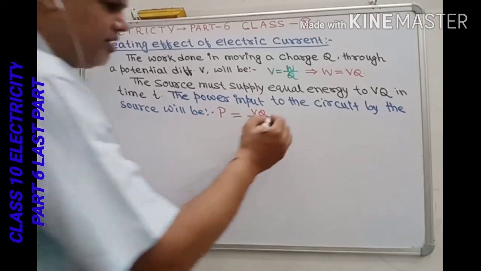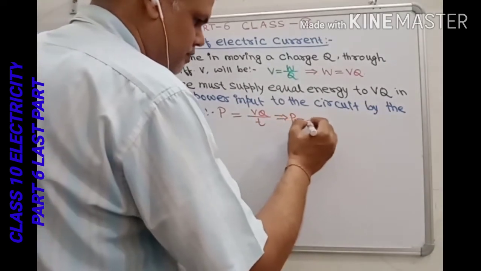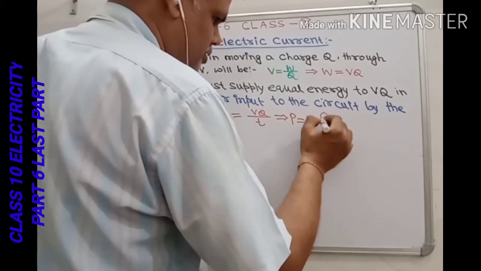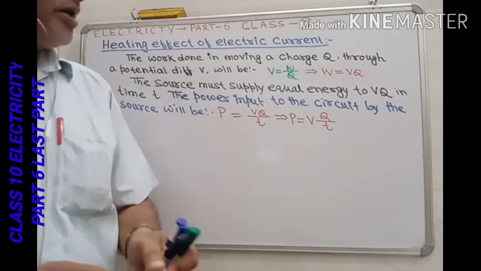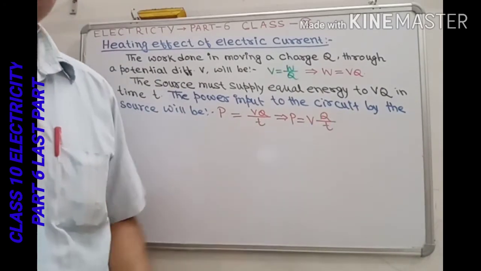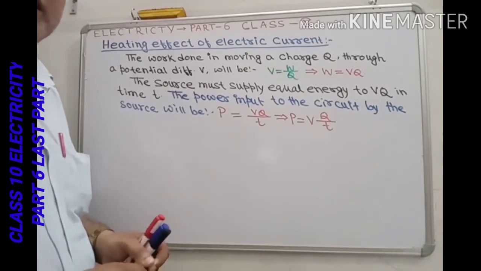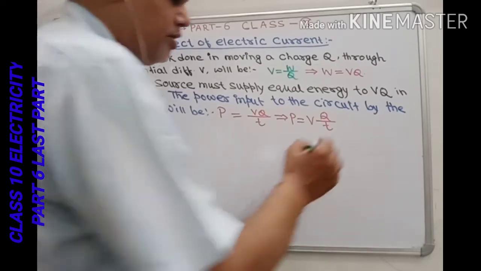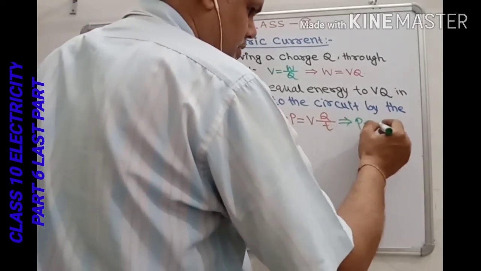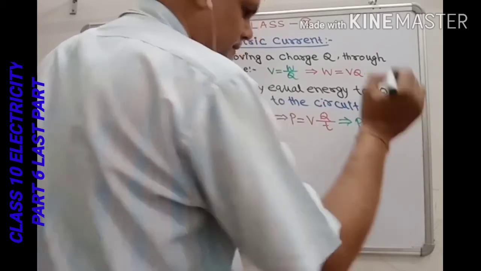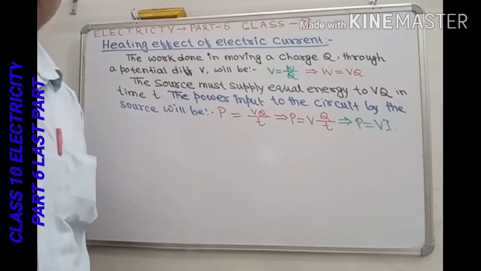So power equals V multiplied by Q upon T. Now what is Q upon T? It is the rate of flow of charge, and we have studied that the rate of flow of charge is the current. So this becomes VI. So we can write P equals VI.